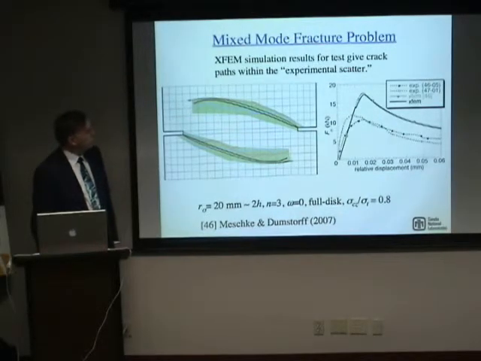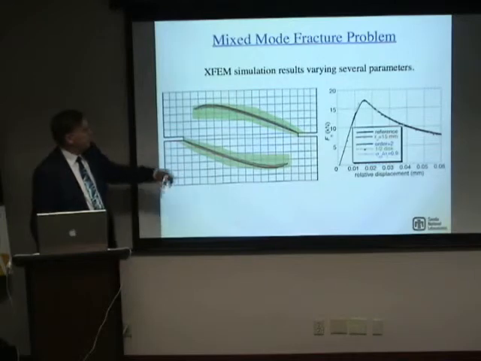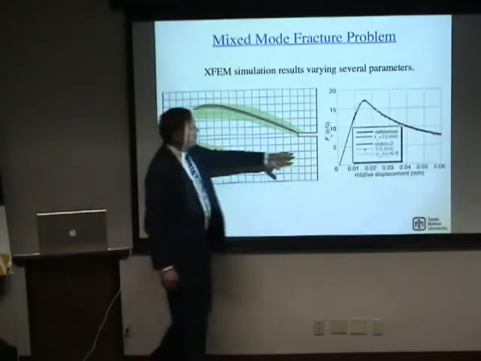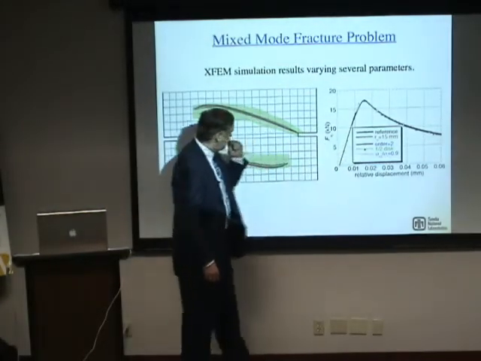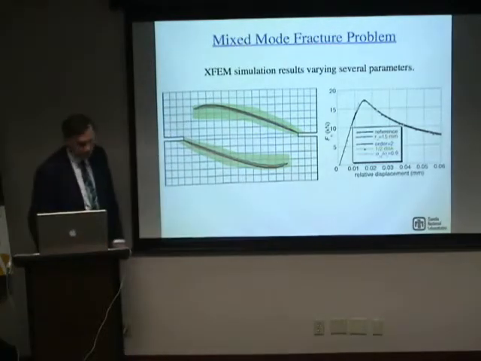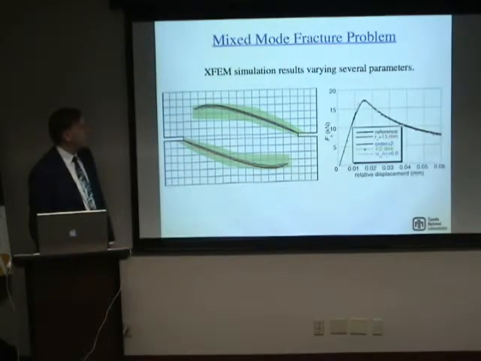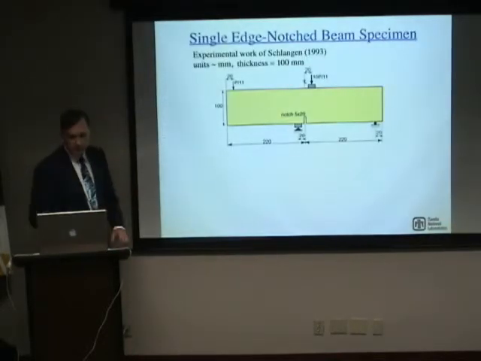So the next slide shows if we change some of the smoothing parameters that I mentioned before, we'll get some deviation in the crack path, but the difference between them is still relatively small compared to what we might call the experimental scatter, even though it was just from one test.